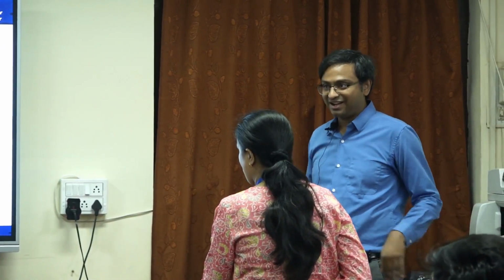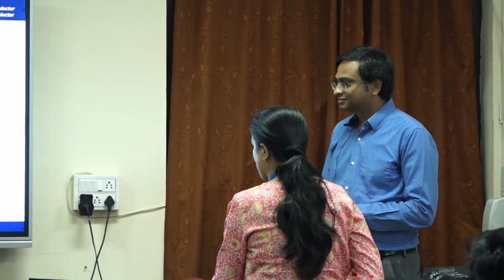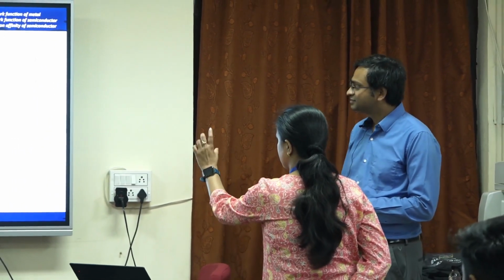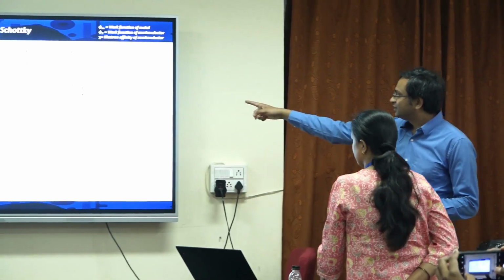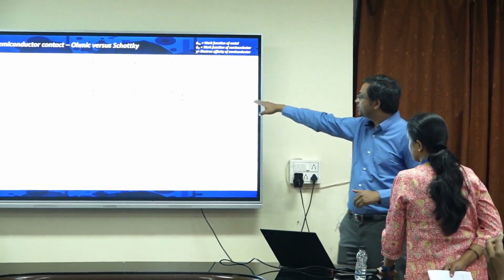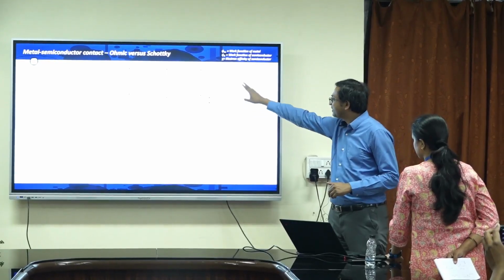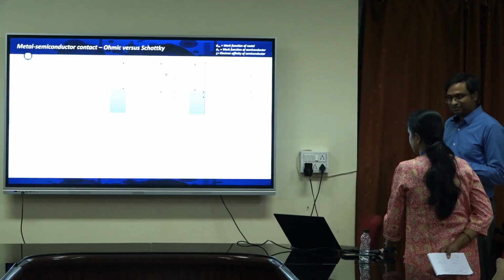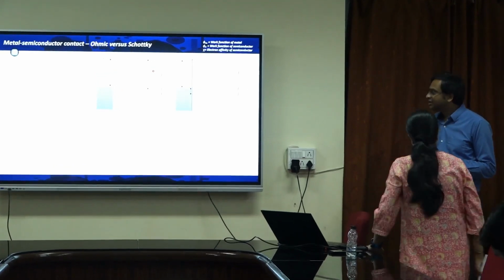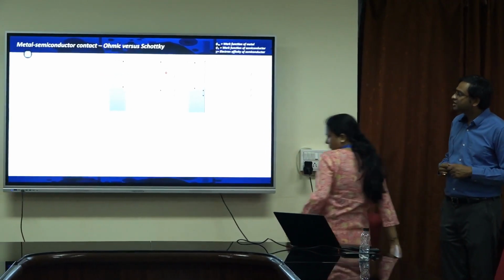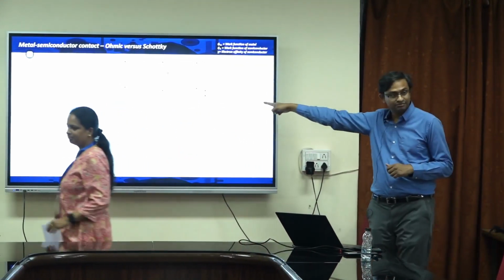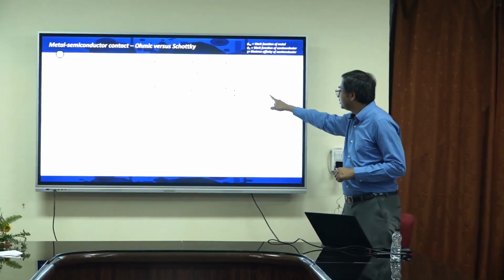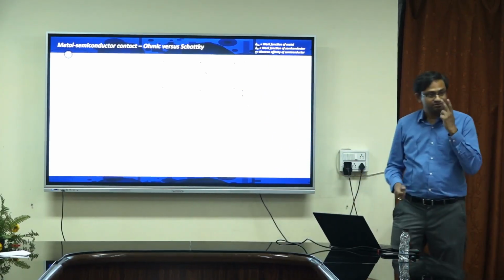Practice drawing band diagrams. But you know the rules. Phi s we don't care. We don't care about the phi s. We only care about the chi and the phi m at the interface. Make sense? Good. And now you see there is a Schottky barrier for the hole injection, because holes are going to go in the valence band.